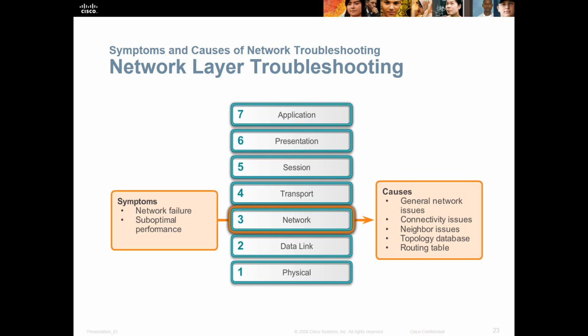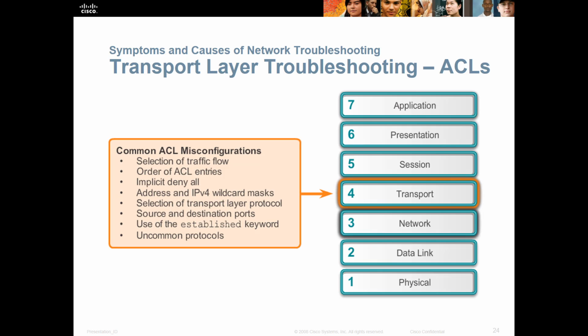Errors at layer 3, general networking issues, connectivity issues, topology, database, updating tables. Topology, database, and updating tables may not be occurring correctly. The flow of traffic may not be happening. You may be getting really crappy performance, but you can always check that with the appropriate show commands.